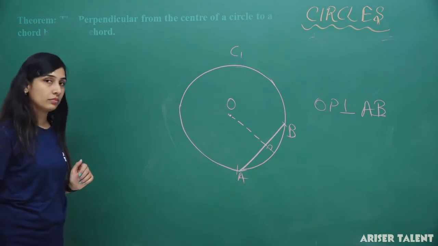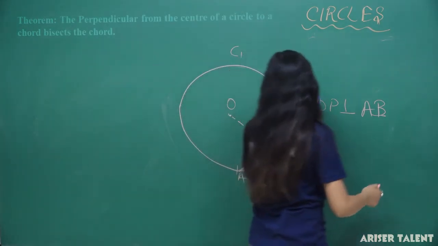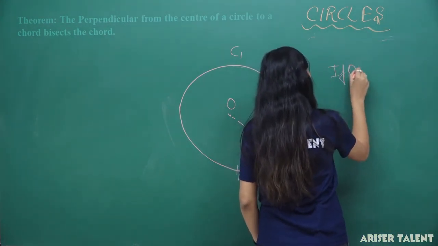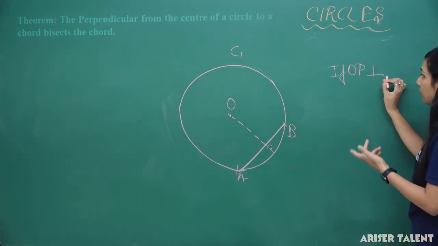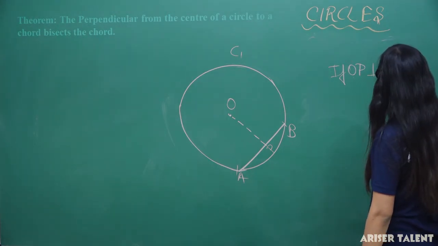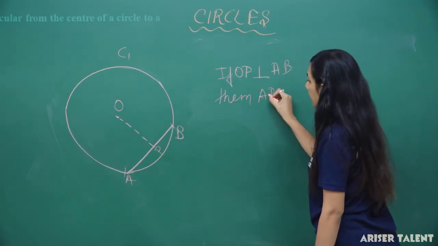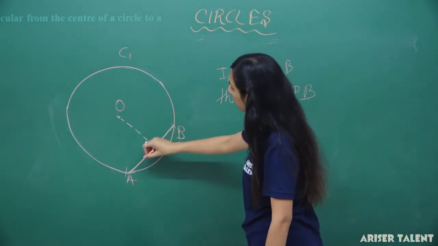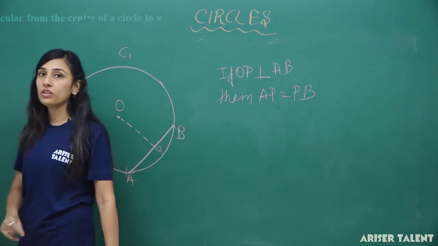No, it's not saying that. It's saying that if OP is perpendicular to AB, then AP is equal to PB. That is, this perpendicular basically divides this chord into two halves. This we have to prove in this theorem.